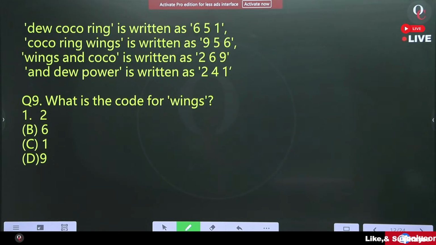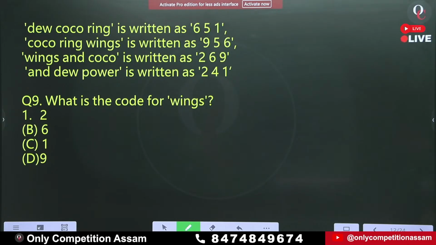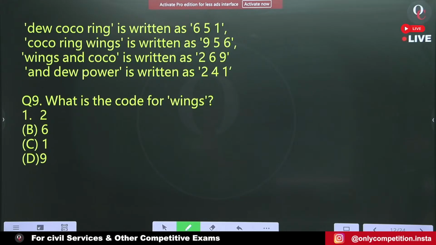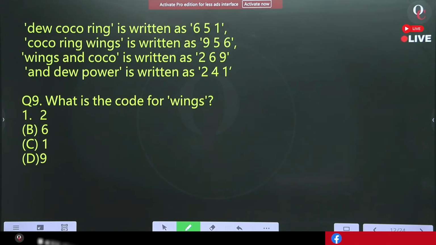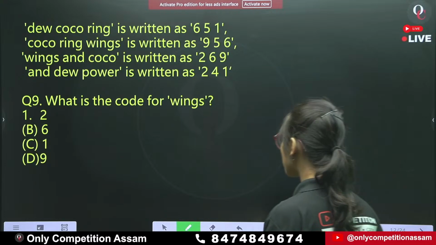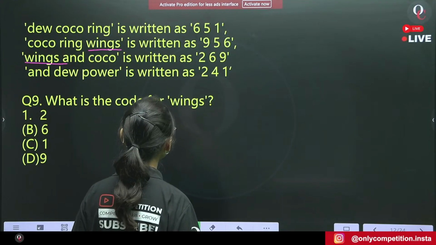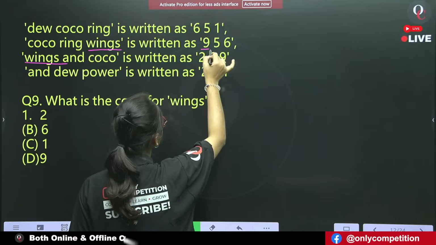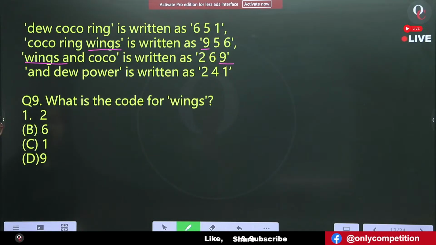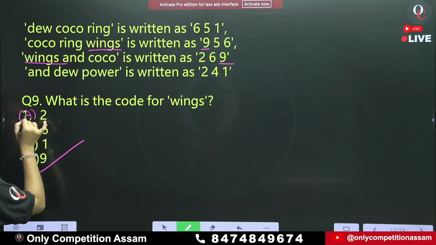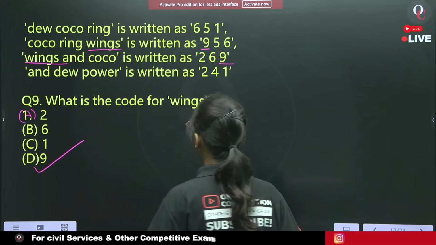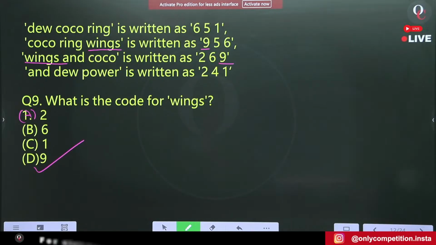Now, what is the code for wings? Now, wings is in which sentence? It is in the second sentence and third sentence. So, what is the letter number which is common in both the second and third sentence? It is option number D. Understood? Okay. So, the code for wings is how much? 9. Okay.